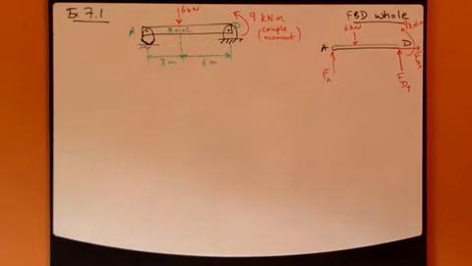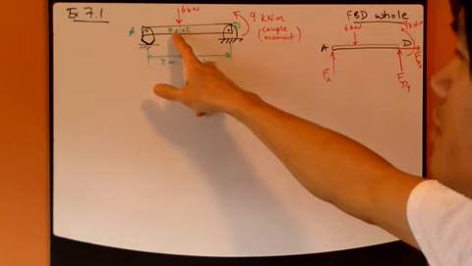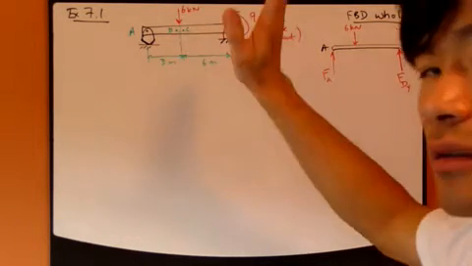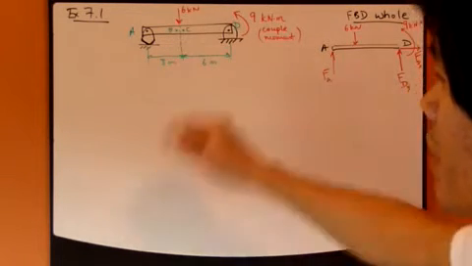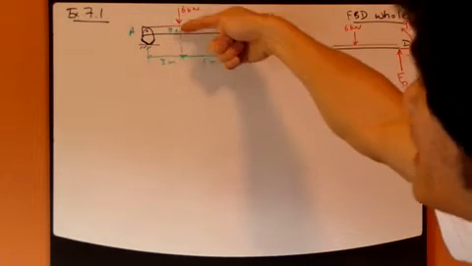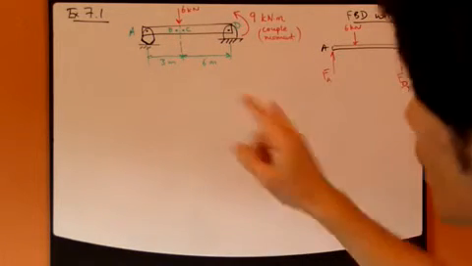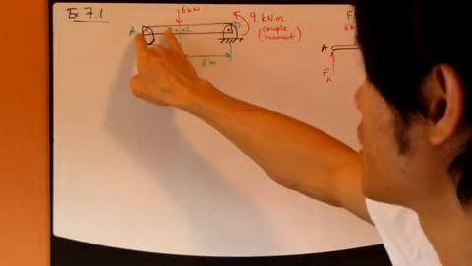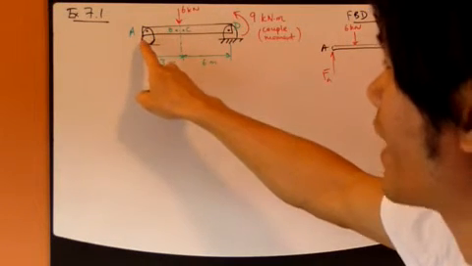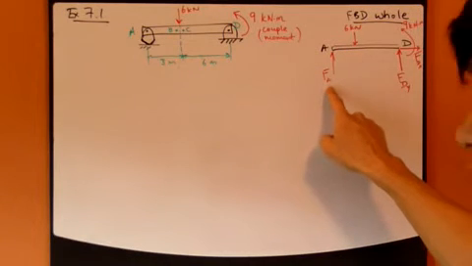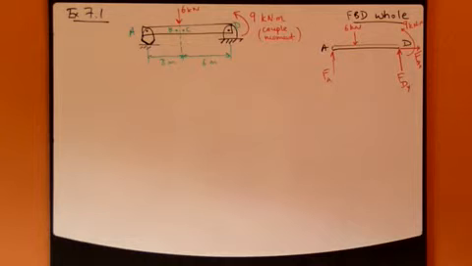Now, the goal here is to find the internal forces at B and at C. Let's look at B first. So what's going on here at B? Well, that means you need to cut through this point B. And I like to keep things simple, so I'm going to take this AB section. If I take this AB section, that means I need to know what's going on at A, which means I need to find FA. So I find FA from this free body diagram right here.